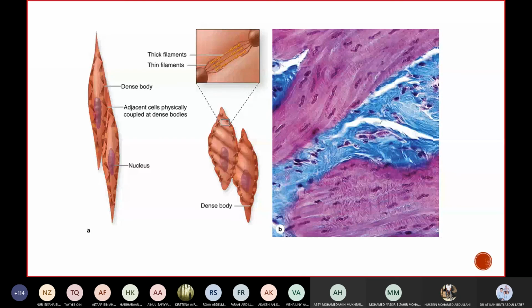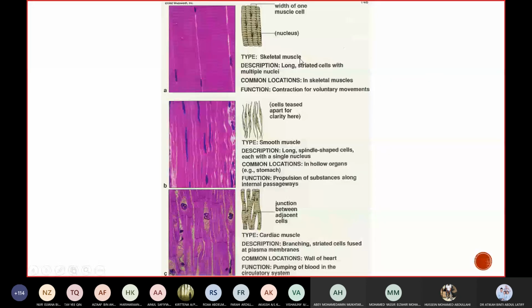Okay, so just to recap the three cells, so we have your skeletal muscles, which are long cells or fibers with many striations, and we call these striations. Okay, and contraction is for voluntary movements. So all your skeletal muscles that move your bones. Okay, so these are your skeletal muscles, and they have multiple nuclei at the periphery.